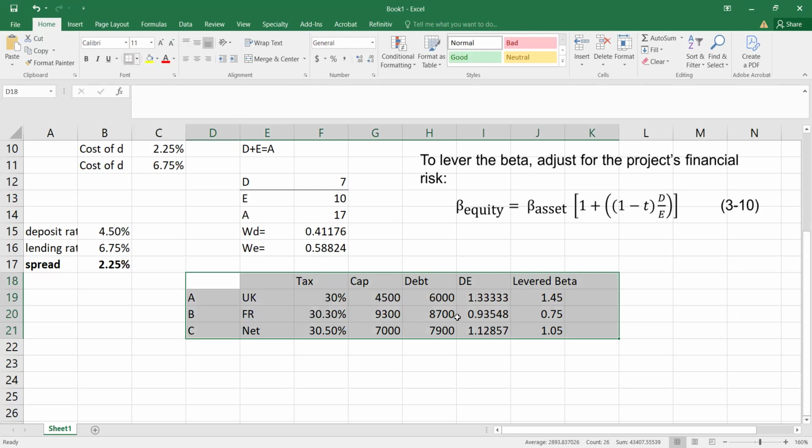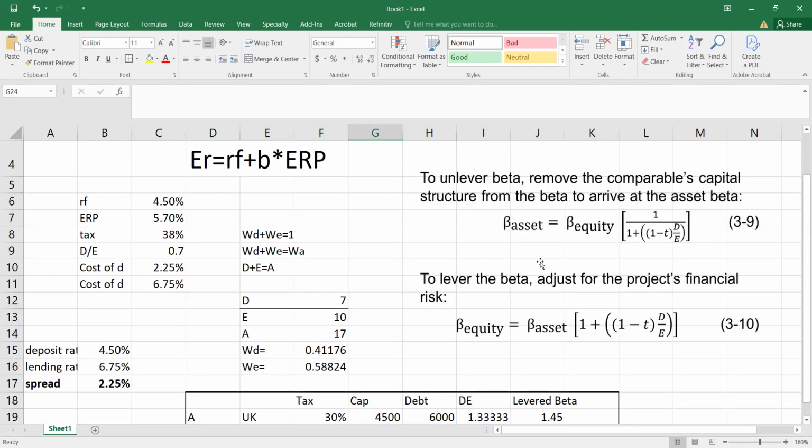And the purpose is to find, so our idea, we need to calculate this beta. This is beta equity, okay? We need to calculate this beta equity. But to do that, we need to calculate the beta assets of the comparable companies. So beta asset is unlevered beta. So we need to calculate first the unlevered beta.